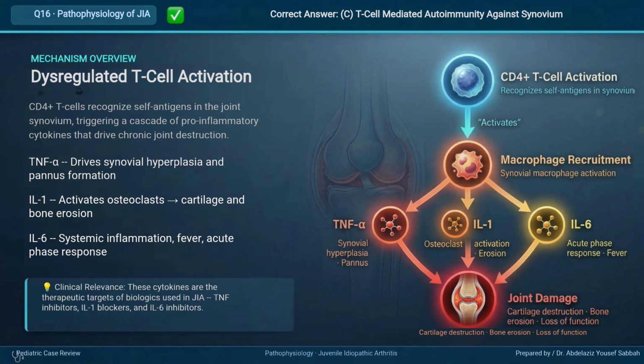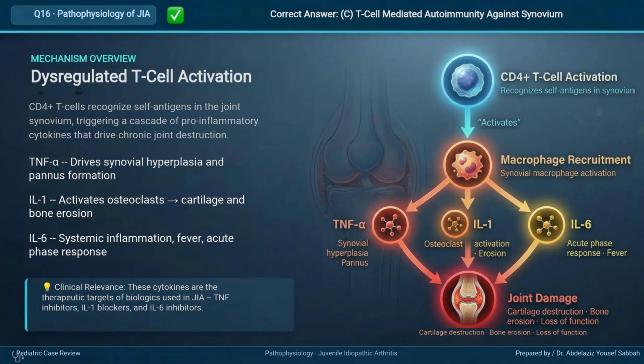Cluster of differentiation 4 positive T cells recognize self-antigens in the joint synovium, triggering a cascade of pro-inflammatory cytokines that drive chronic joint destruction. Tumor necrosis factor alpha drives synovial hyperplasia and pannus formation. Interleukin-1 activates osteoclasts, leading to cartilage and bone erosion. Interleukin-6 causes systemic inflammation, fever, and the acute phase response.